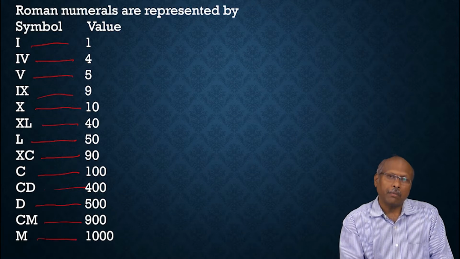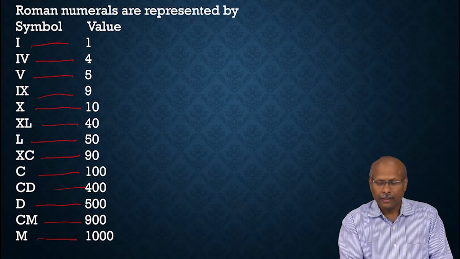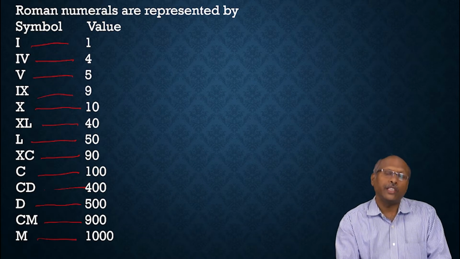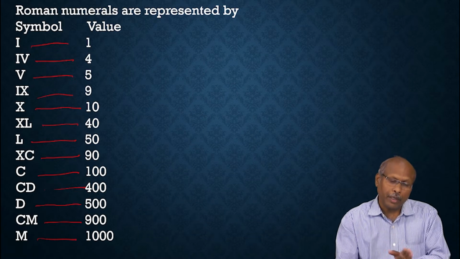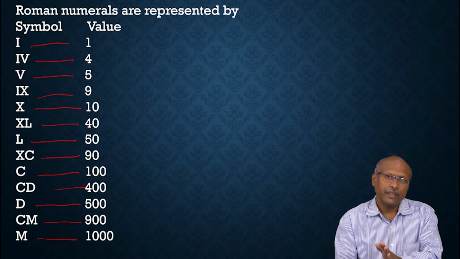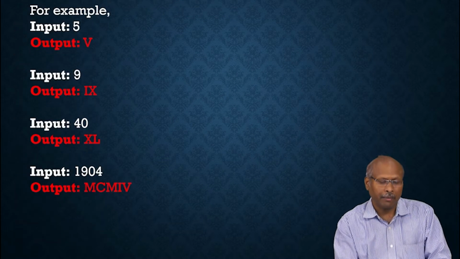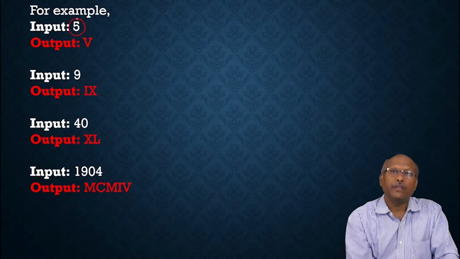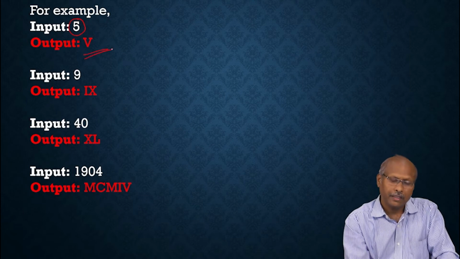If I give a number, you have to give the corresponding Roman symbols. While writing the program, you have to know these values; without knowing them, you cannot do this program. Our requirement is: I will give a number, and you have to convert it into the respective Roman number. If I give 5, the program should print only V, that is 5.